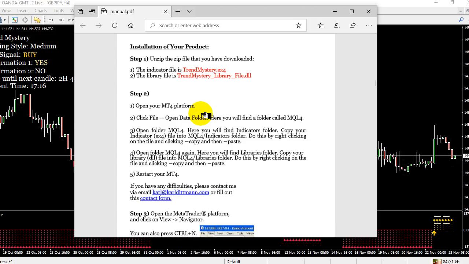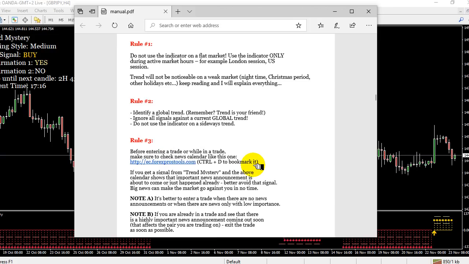The installation is no different than any other MT4. In the data folder, you put your indicator in the indicators folder and the DLL file into the libraries folder. All right, let's get right to the rules.